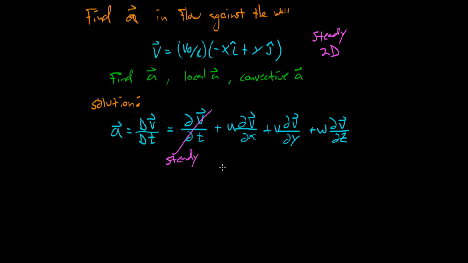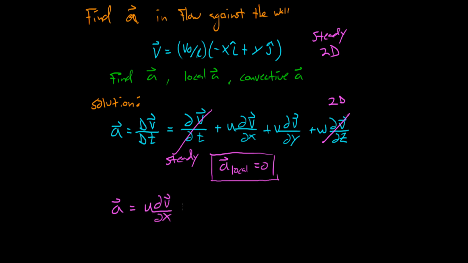And so we want the local acceleration, a local, is just equal to 0. So that's actually the second part of our question, but we answered it along the way here. In addition, it's 2D, which means we don't need to account for anything in the z direction. So I'm going to get rid of this term here, 2D. And so what we'll be left with then is u dv dx plus v dv dy.